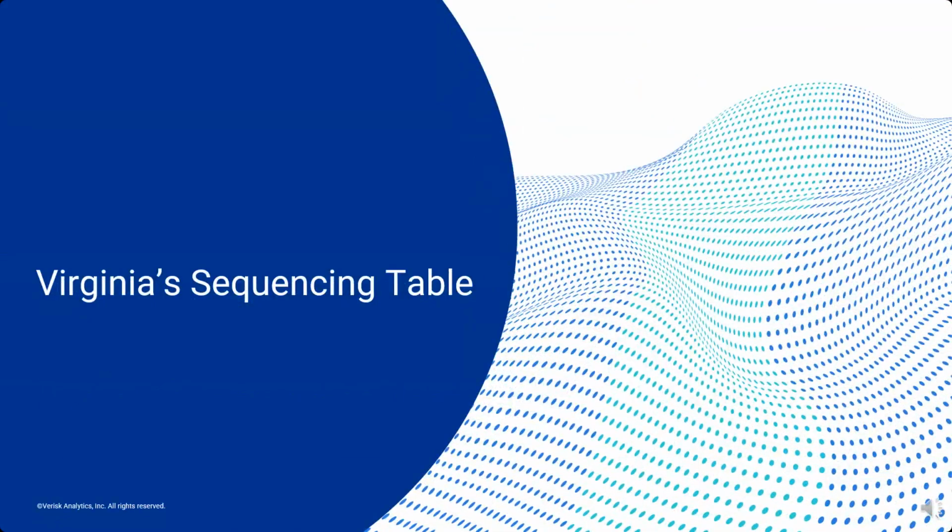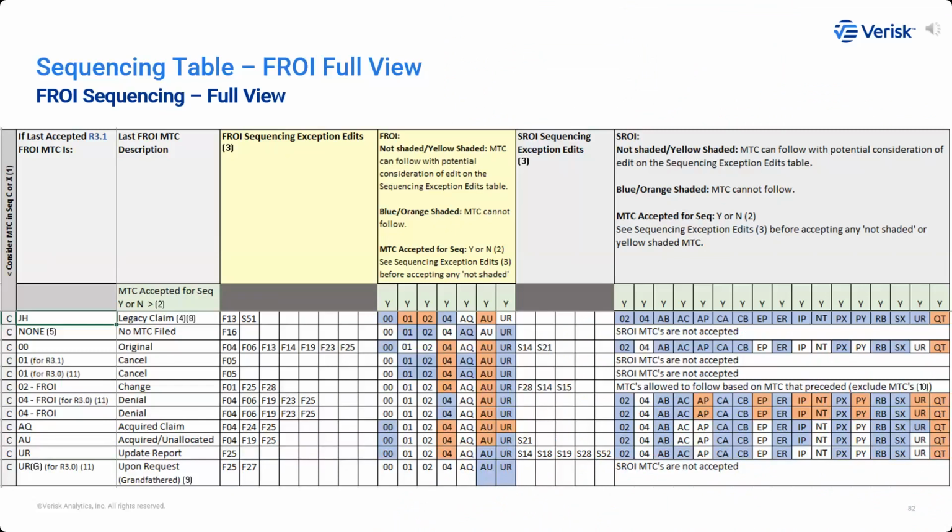And our final document overview will be for Virginia's sequencing table. With Release 3.1, Virginia will be transitioning to a new sequencing table. On the screen is an example showing a full view of the FROI sequencing table.